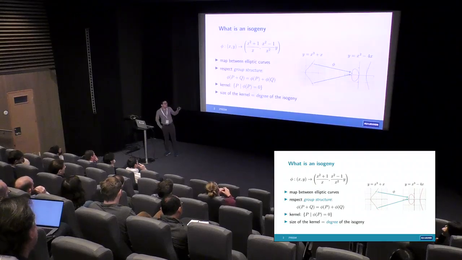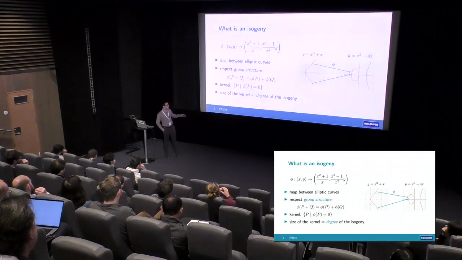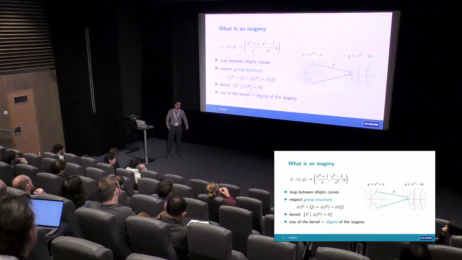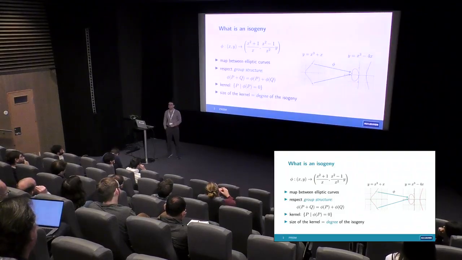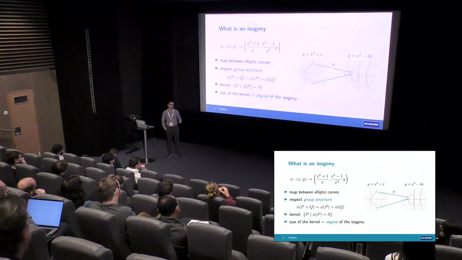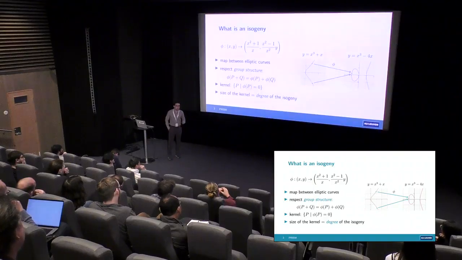An isogeny has points that are sent to 0. We call this the kernel. The kernel is the set of all the points that the isogeny maps into the 0 of the image elliptic curve. And the size of this kernel is called the degree of this isogeny.